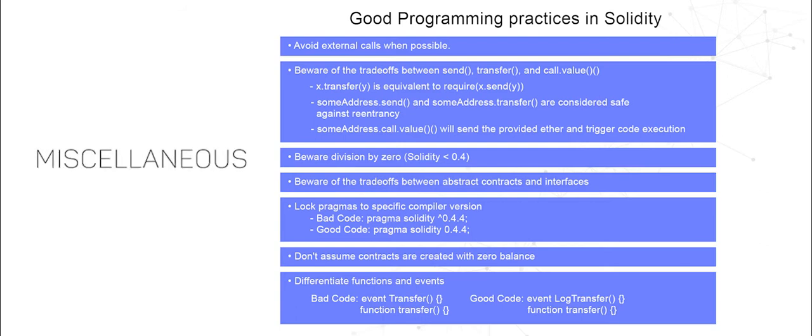Some good programming practices in Solidity include: avoid external calls when possible. Using someAddress.transfer is considered safe against reentrancy, while someAddress.call.value is not. Contracts should be deployed with the same compiler version and flags that they have been tested the most with. Don't assume contracts are created with zero balance. Avoid division by zero. Lock pragmas to a specific compiler version.